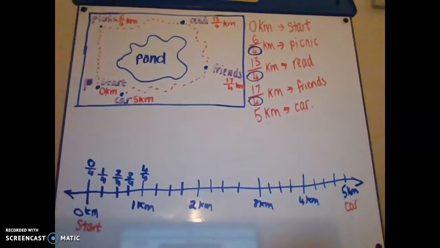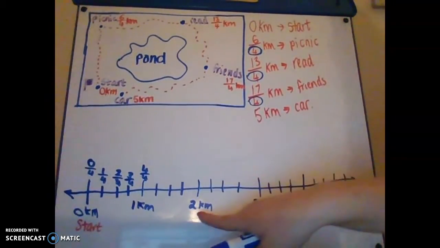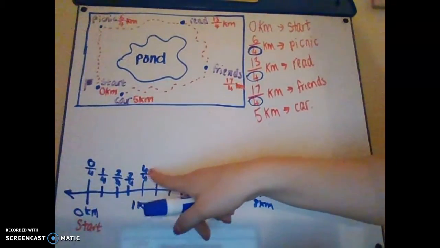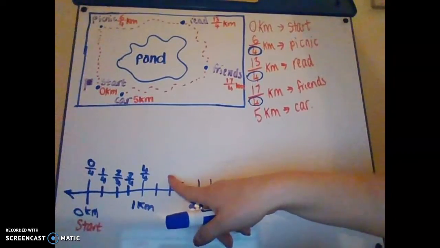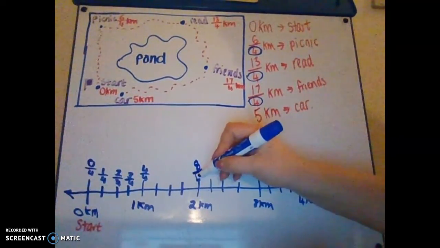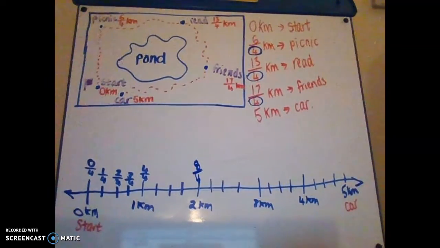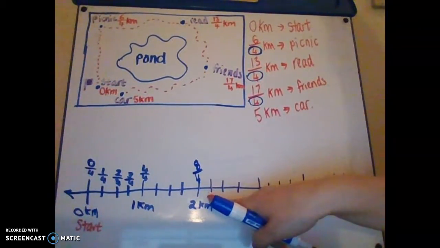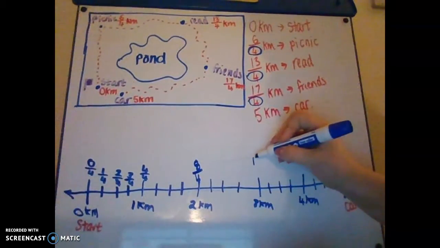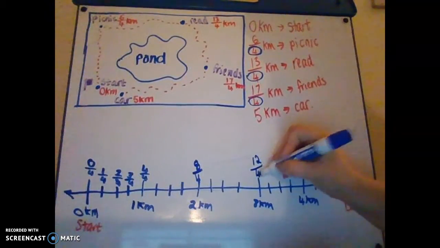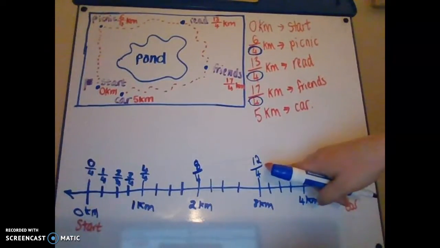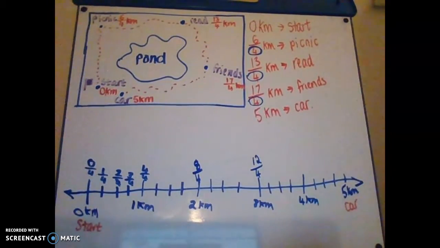Okay? What I can do is label my whole kilometers to make it a little easier. So 4/4, 5/4, 6/4, 7/4, 2 kilometers is equivalent, which means equal to 8/4. So 8/4, 9/4, 10/4, 11/4, 12/4 is equivalent to 3. 3 kilometers is equivalent to 12/4 of a kilometer.